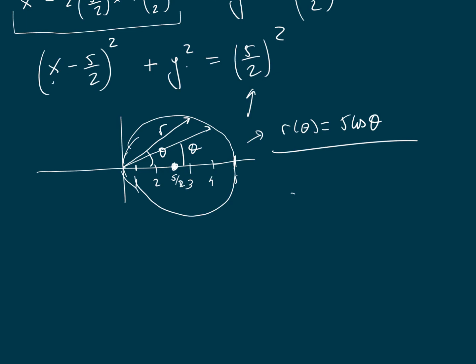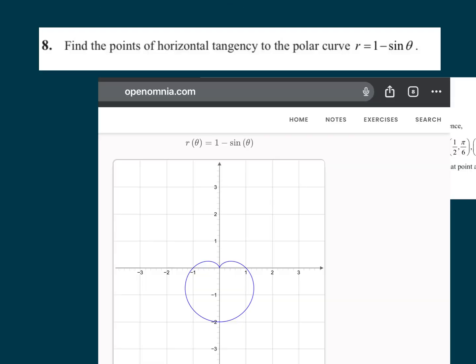Okay, let's go to the next problem. Problem 30: find the points, meaning the r and the theta, that have horizontal tangents. The polar curve is r equals 1 minus sine of theta. If you represent this, this is the curve r equals 1 minus sine of theta.